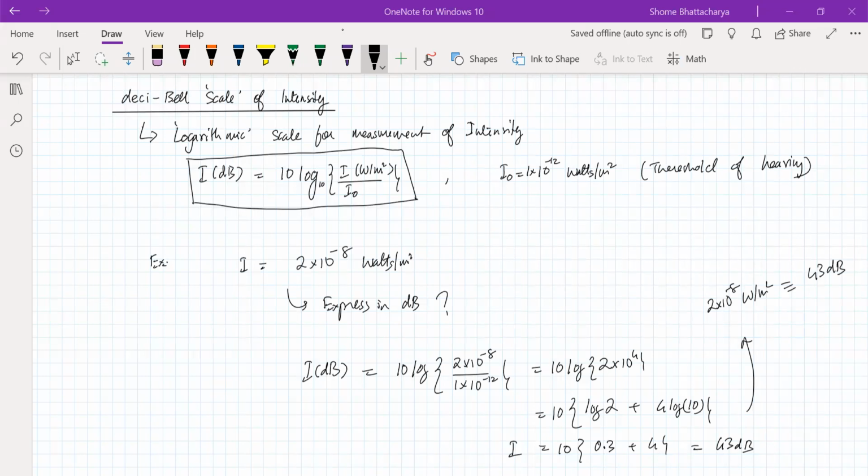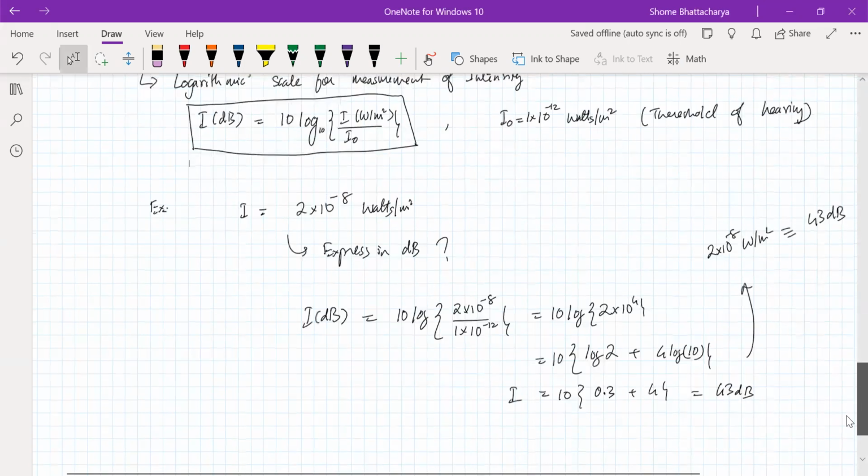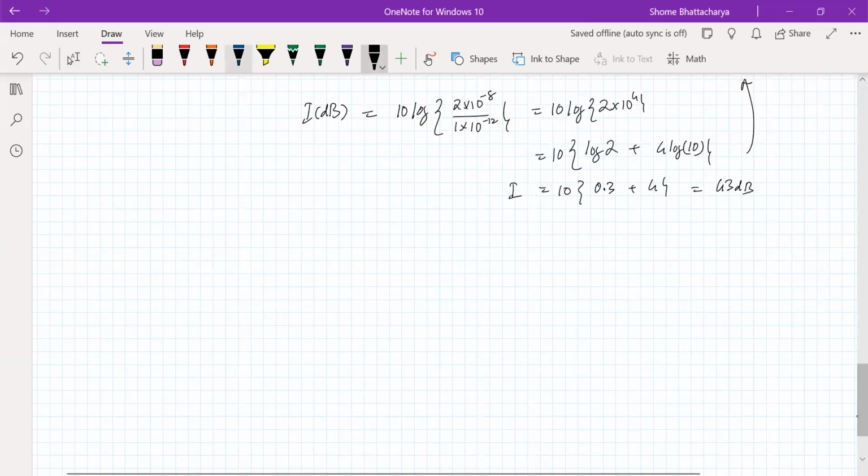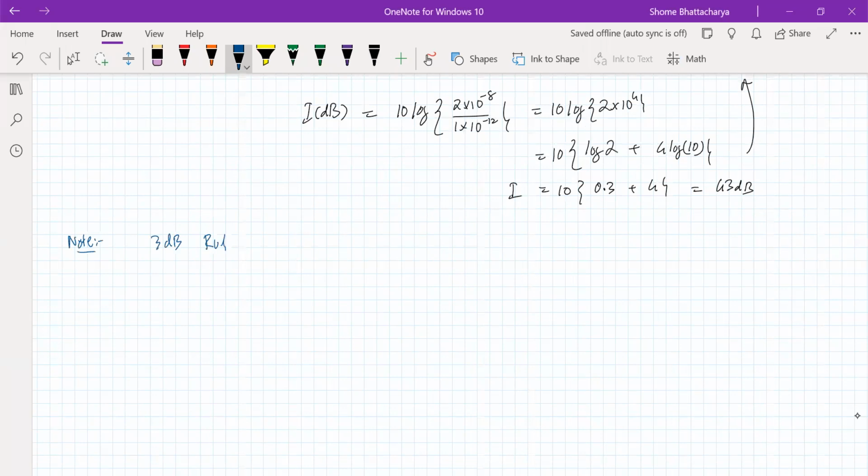Okay, done now. Now, one simple thing that we should remember, which is very useful while doing calculations, is something that electrical engineers and sound engineers call the 3 dB rule. That if one intensity in watt per meter square is double of a certain other intensity in watt per meter square, then this I2 in decibels is equal to I1 in decibels plus 3 dB.